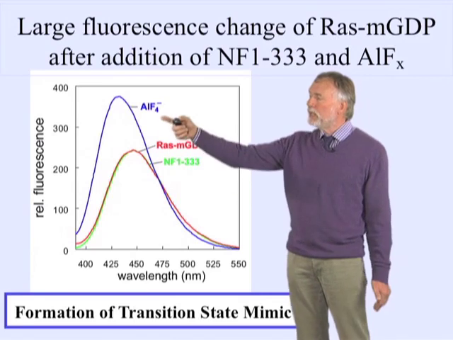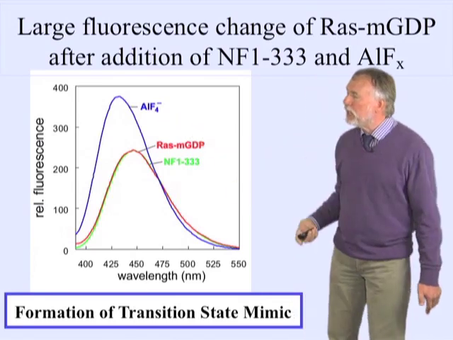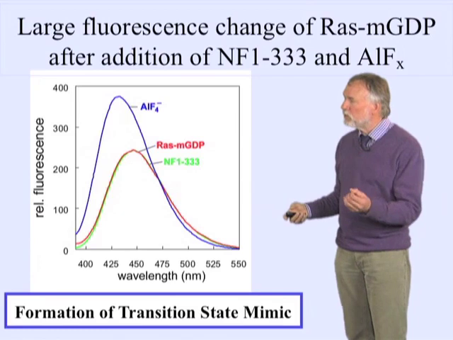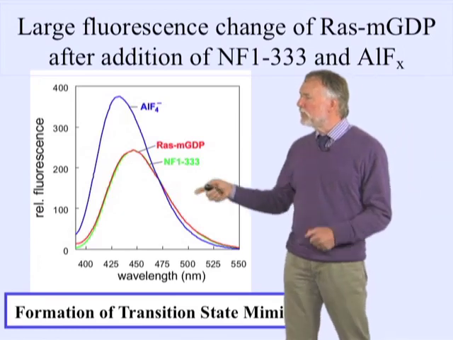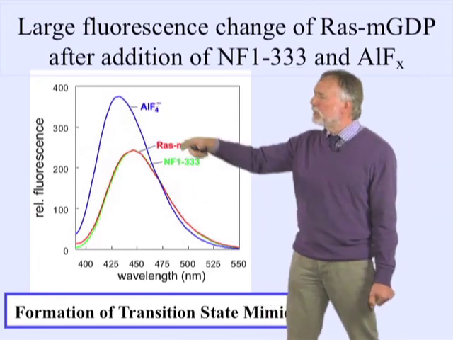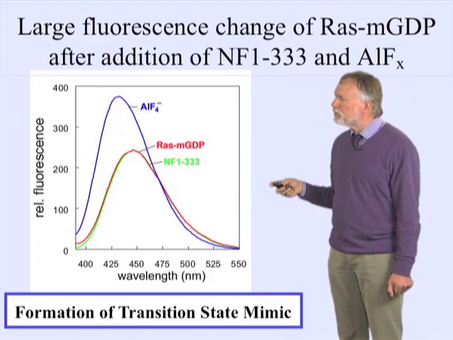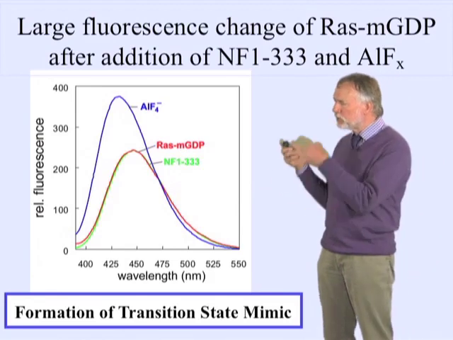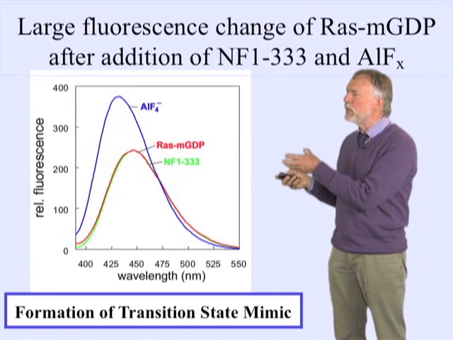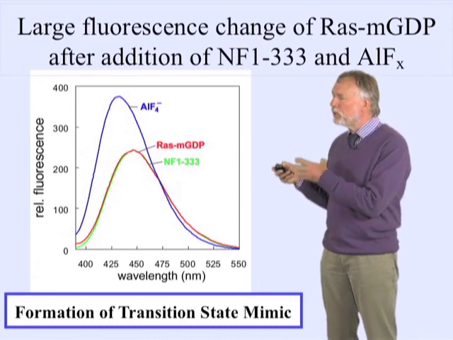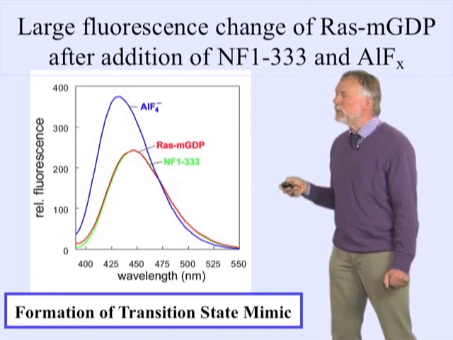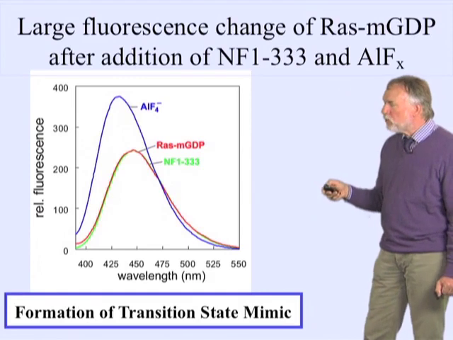But if you now add aluminium fluoride, you see first of all a blue shift, and then an increase in the absorption. That means there is a trimeric complex between Ras, NF1, and aluminium fluoride, where the aluminium fluoride sits in the gamma phosphate binding site. And that was very instrumental.